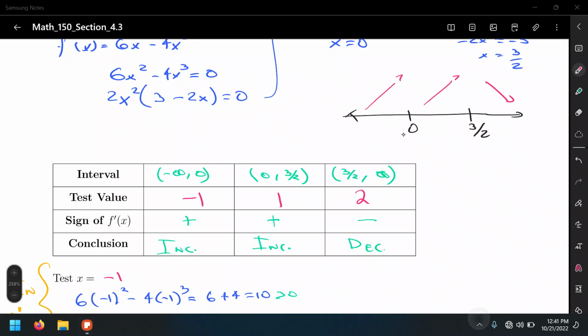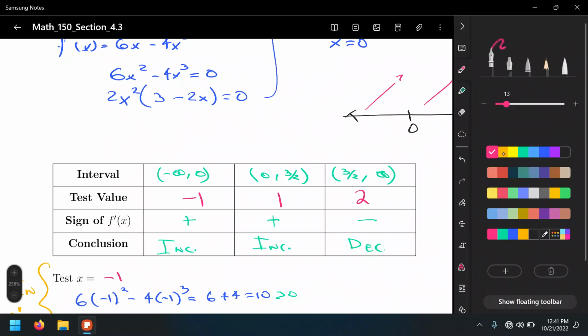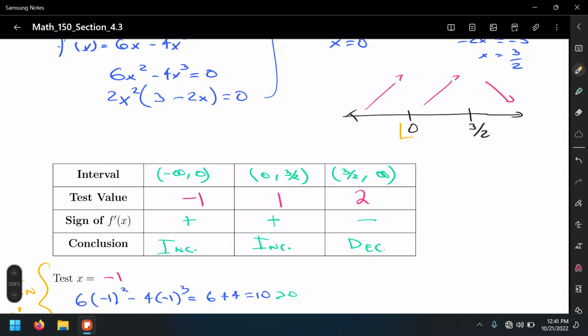So in this case, for the first critical number, it's neither a max nor a min, because there's no change from increasing to decreasing nor a change from decreasing to increasing. So it's going up, it's stopping, and it's going up again. You'll see how that's going to look on the graph.